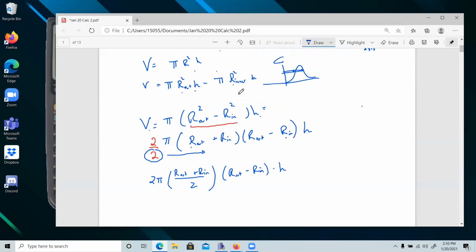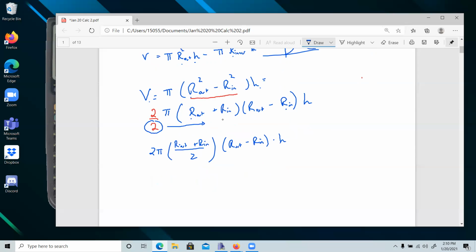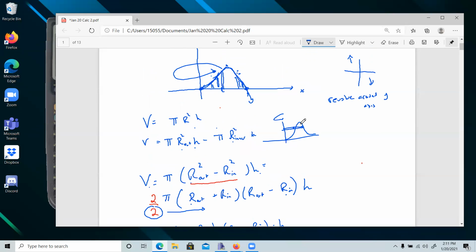So what we're trying to do here is figure out the values. And r out plus r in divided by 2, I'm going to say that's our average, right? Min plus max divided by 2, that would be an average. So if we have a 2 pi, we're going to call this r average. That's the average distance that we're dealing with, the average radius.